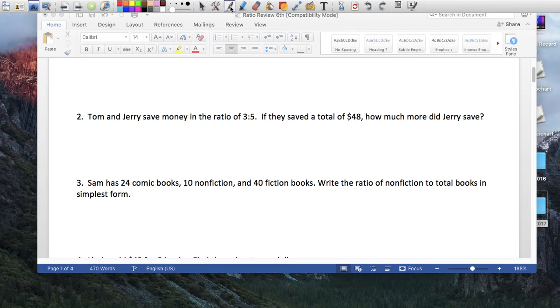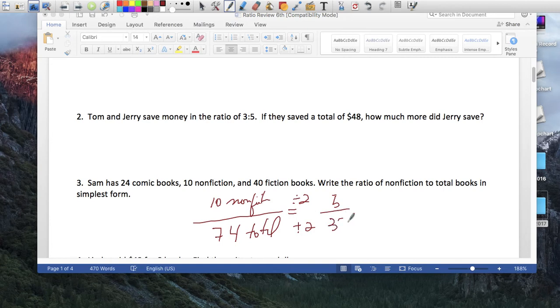Sam has 24 comic books, 10 nonfiction, 40 fiction. Write the ratio of nonfiction to total books. Okay, so we have 10 nonfiction. We're comparing that to what? Total. How many total books in this case? The total is 24 plus 10 is 34, 34 plus 40 is 74. So there's my ratio. In simplest form, let me simplify this. They're both even numbers, so I know I can divide by 2. That gives me 5. I can divide this by 2. That gives me 37. So 5 nonfiction, 37 total. That is actually my final answer.